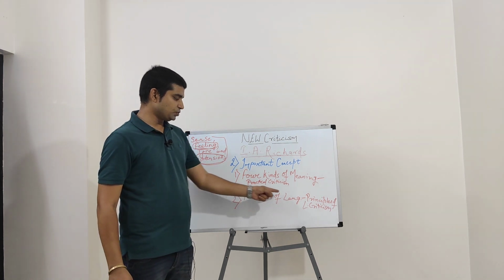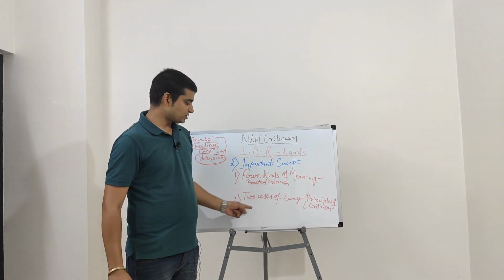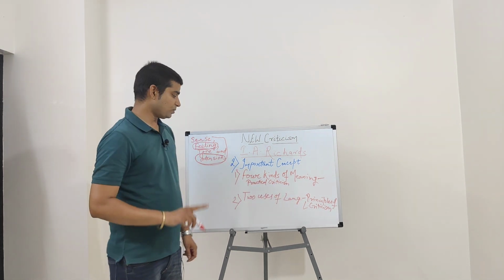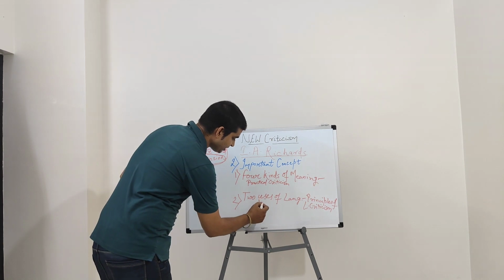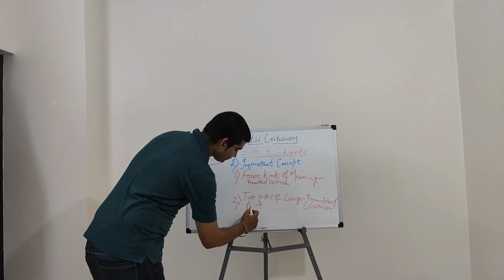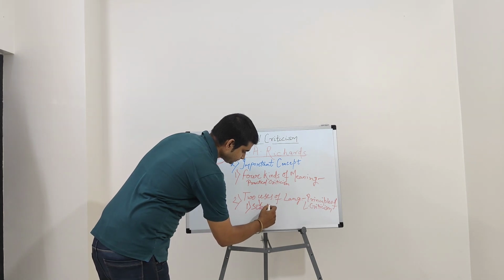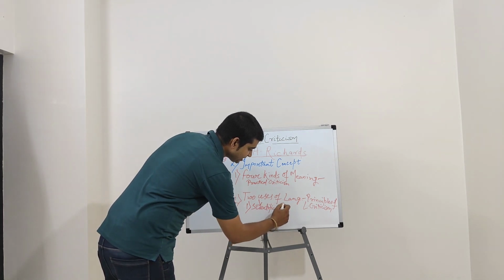Now second, two uses of language. Two uses of language was given in Principles of Literary Criticism, and according to I.A. Richards, the two uses of language are scientific and, number two, emotive.